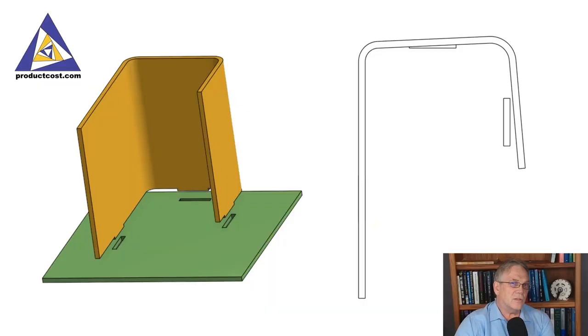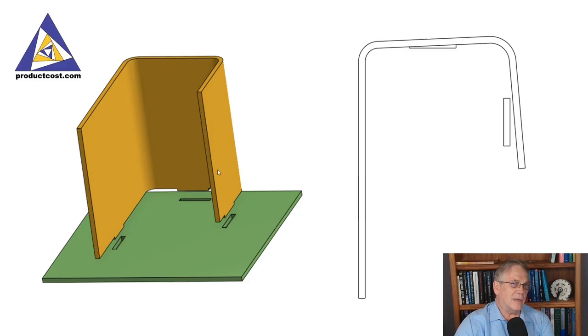We're going to cover a few examples here. The first example is that of a slot and tab construction that is used for sheet metal components. In this first example of a method, we're going to cover the slot and tab construction commonly used for sheet metal components. In this example, we have an orange sheet metal component and a green sheet metal component.